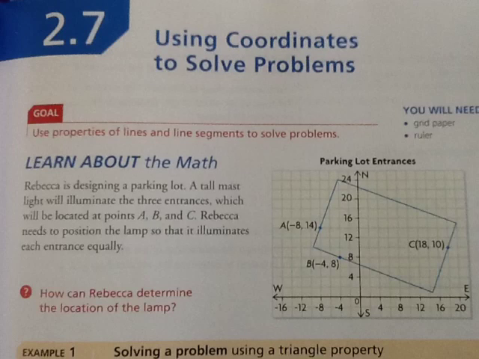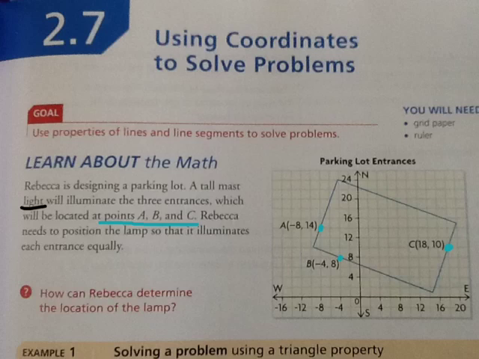She wants a tall light to illuminate the 3 entrances. Where are the entrances located? Where are the entrances of this parking lot? Which are located at ABC. So this is one entrance, this is another entrance, and this is the 3rd entrance.